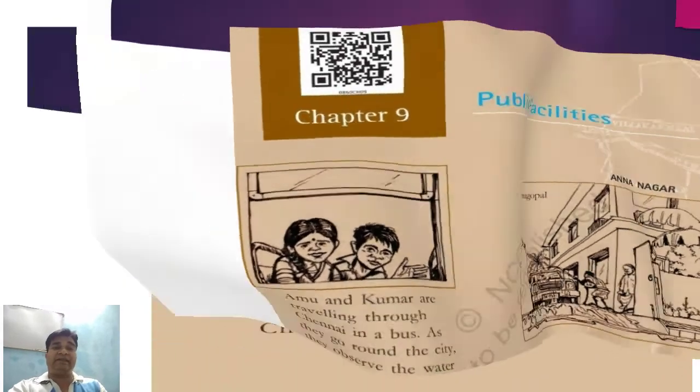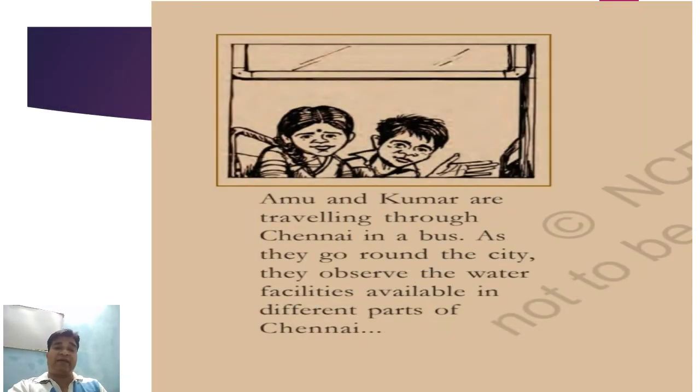Public facilities are the facilities which are provided by the government free of cost. So that can be government school, government hospital, public park, public library, etc. So let's go to this chapter.